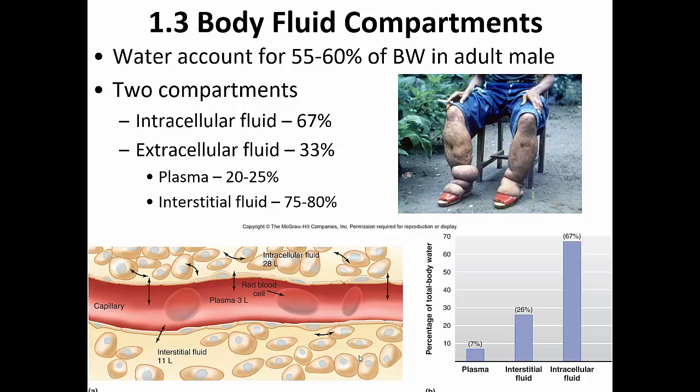Because it's continually leaving, it must go somewhere. And I'm glad you asked. This is where the lymphatic system comes into play. The lymphatic system is a portion of our body that's responsible for receiving that interstitial fluid and taking it back to the circulatory system. It becomes part of the blood once again. All over our body, in addition to blood vessels, we have lymphatic vessels.